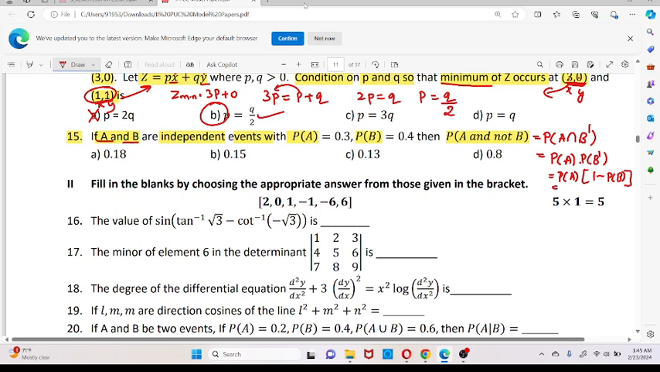So since P(A) is 0.3, it is 0.3 into 1 minus 0.4. 1 minus 0.4 is nothing but 0.6. Again 6 into 3 is 18. So it is 0.18. So option A will be the right answer.